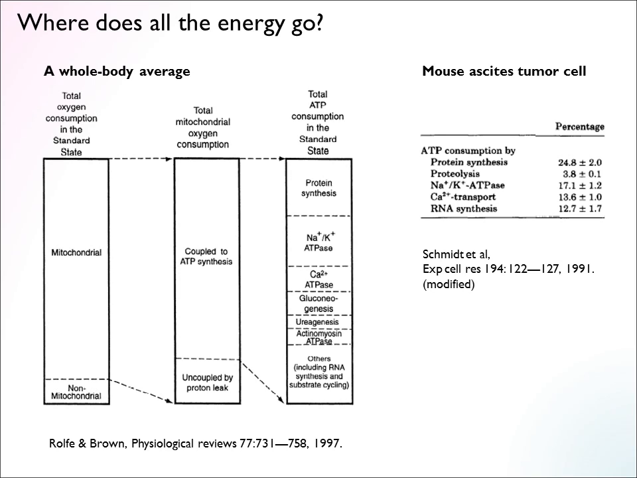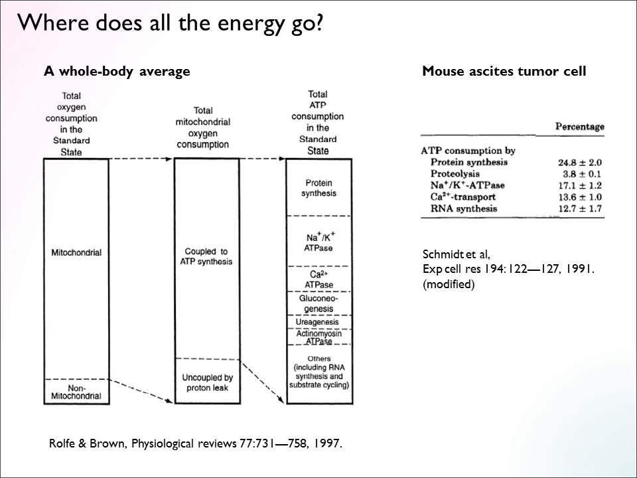This is also true if you look at individual cells. So this is another primary paper that looked at a tumor cell in mouse, also showing that the ATPases are important. Sodium ATPase, and calcium transport. So these are large shares. So the cell spends a lot of energy actually building up these ion gradients. And you can actually think of it that the cell is storing quite a lot of metabolic energy in these ion gradients. So it's an important sort of reservoir of energy.